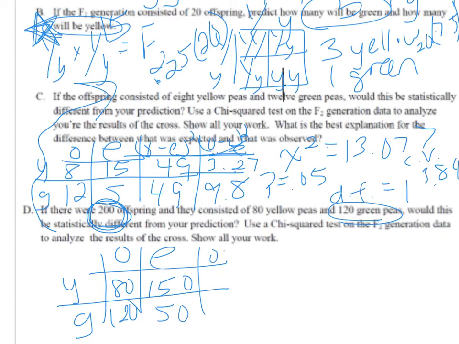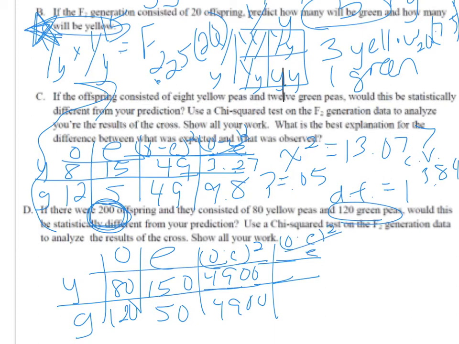So now I do my observed minus expected squared. Okay, and so I get 70 squared, right? 80 minus 150 is 70. So 70 times 70 gives me 4,900. Okay, 120 minus 50 again is 70. So again, I'm at 4,900. Divide that by my expected, right? Observed minus expected squared over E. So 4,900 divided by 150 gives me 32.67.